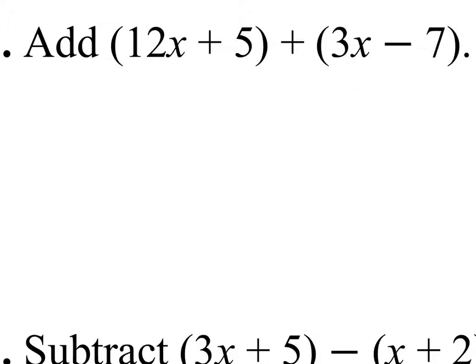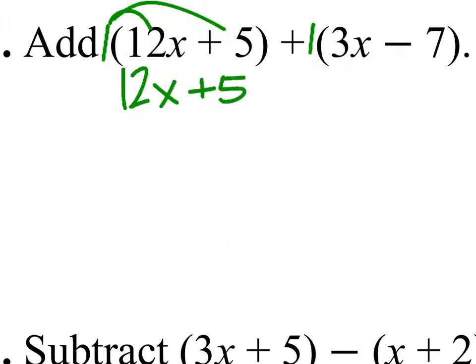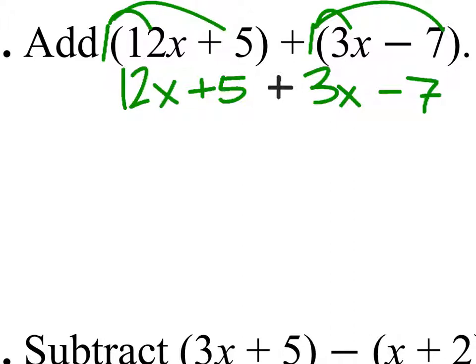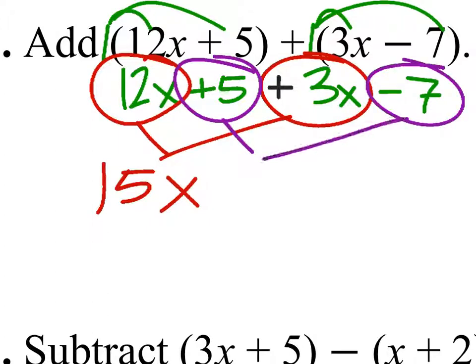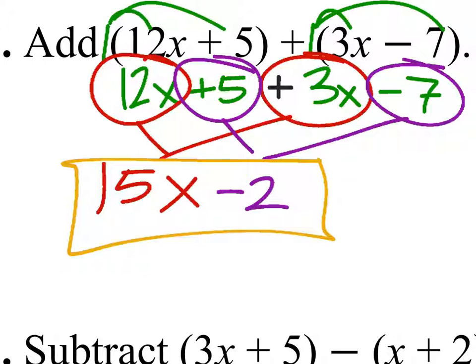All right, let's add these. Once again, we have a 1 that's being distributed into both of these. So 1 times 12x is 12x, and then 1 times 5 is still positive 5. Then we're going to add this to this other one. 1 times 3x is 3x, and 1 times negative 7 is negative 7. Nothing changed on that. We just got rid of the parentheses, which was so fun. So I will combine like terms now. If I had 12 turtles, and then I found 3 other turtles, then in terms of turtles, I would have 15 turtles. Bam. Well, if I had 5 fish, and then I ate 7 fish, then I clearly owe someone 2 fish. So that would be a negative 2. Bam. 15x minus 2.